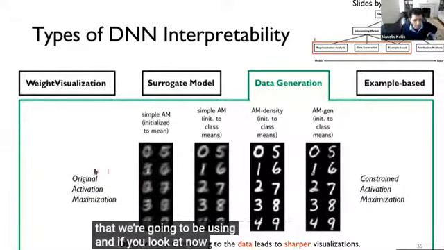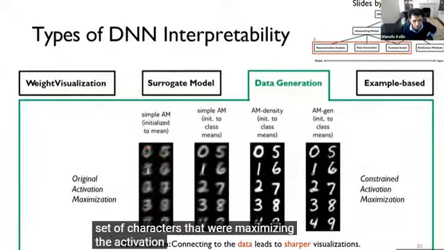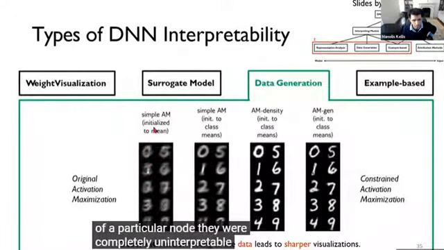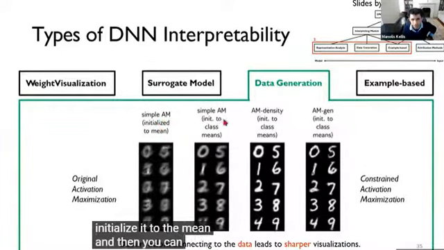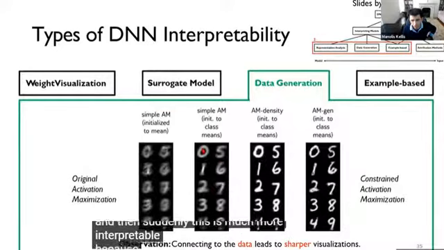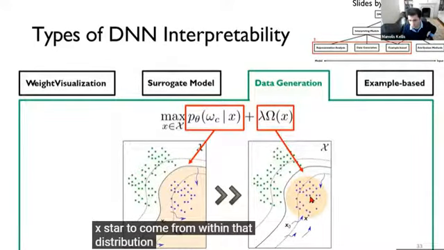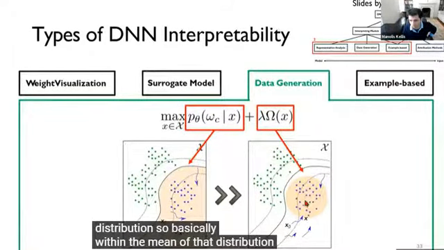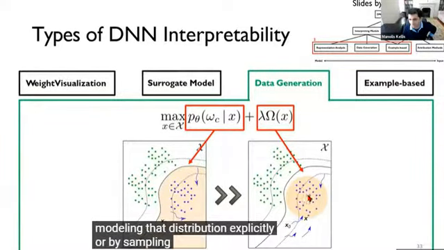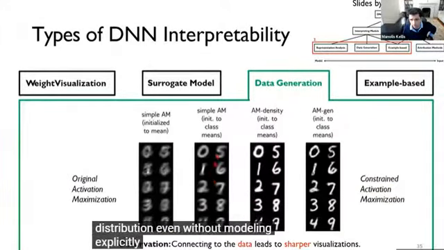And if you look now at this original set of characters that were maximizing the activation of a particular node, they were completely uninterpretable. This is just the simple activation maximization where you initialize to the mean. Then you can look at multiple progressions of this where you initialize to the class means. And then suddenly this is much more interpretable, because you're now constraining your X star to come from within that distribution, by modeling that distribution explicitly or by sampling from the probability density function of that distribution, even without modeling it explicitly.